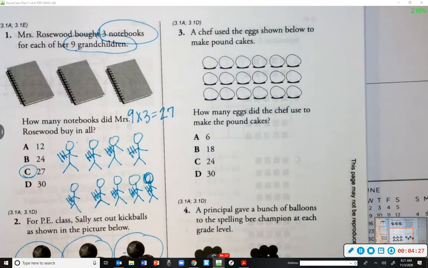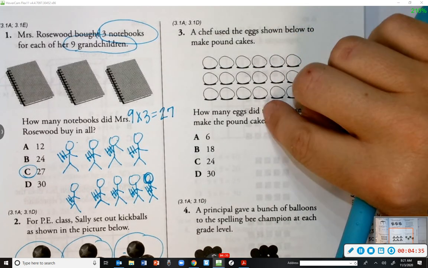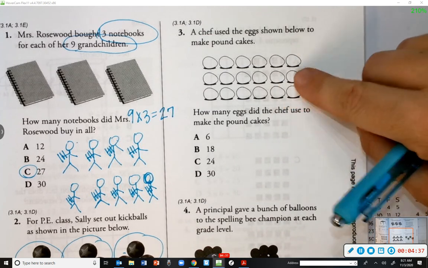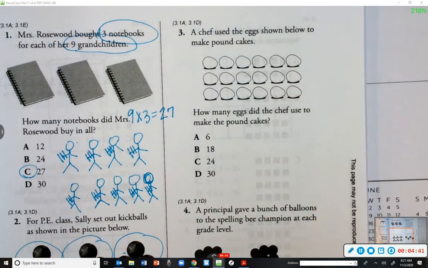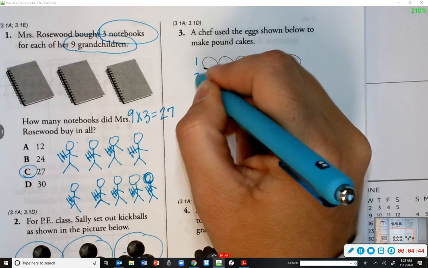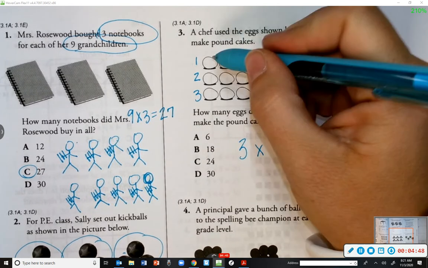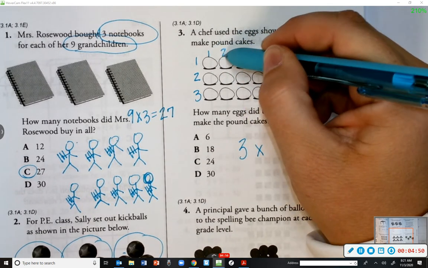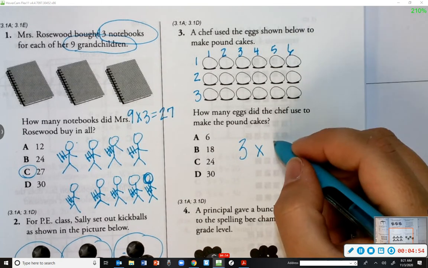Pound cakes is a type of cake. Okay. So we have all of these eggs here. What does this look like? It looks like an array. An array. It's got rows and columns, and they're all nice and neat. So I'm going to count the rows. 1, 2, 3. 3 times. And I'm going to count the columns. 3, 4, 5, 6. So 3 times 6.